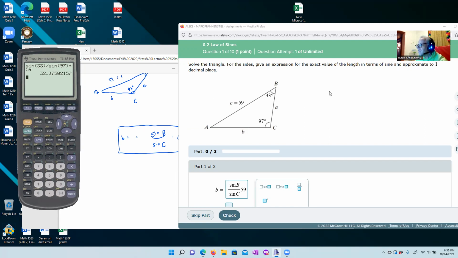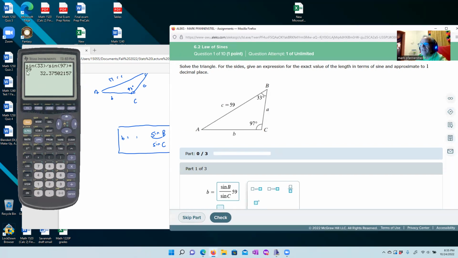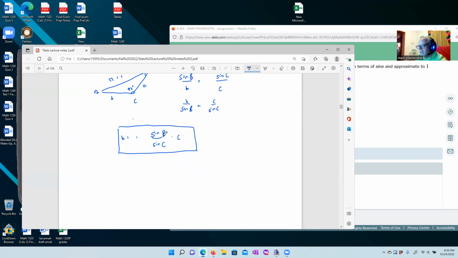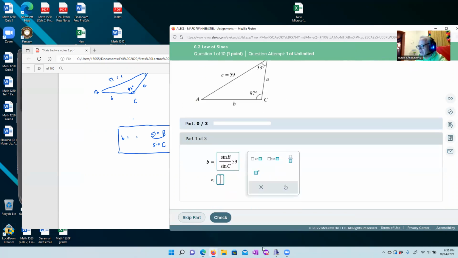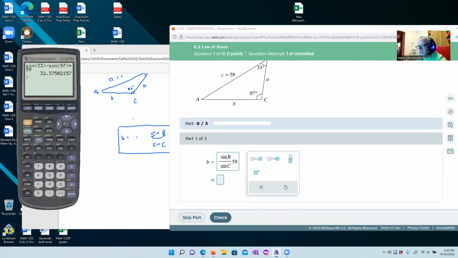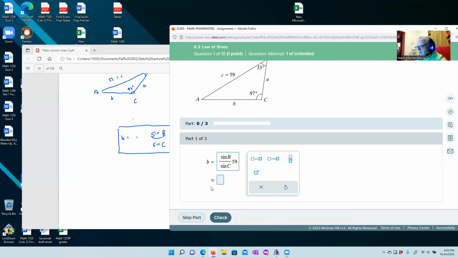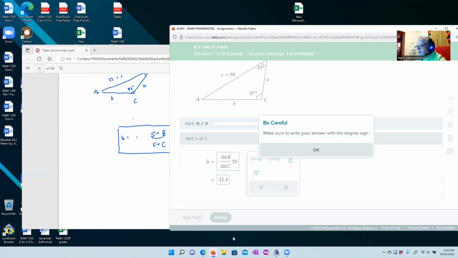And how many decimal places did they want? One decimal place. Since this is 32.37, we're going to round that up to a 4, so that's going to be 32.40, whatever unit of length they happen to be here. So we're just going to go back here and double check, 32.4. Okay, 32.4. And that's all there is to it. Honestly, that is really all there is to it.